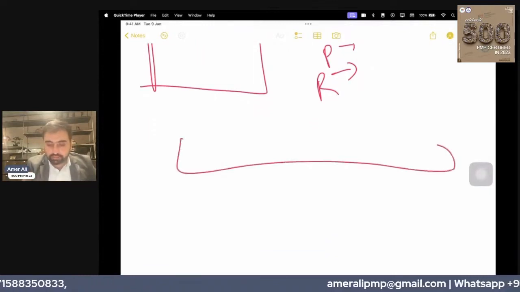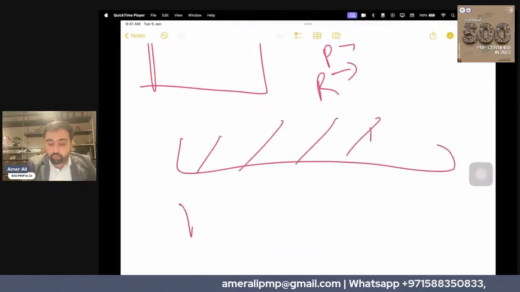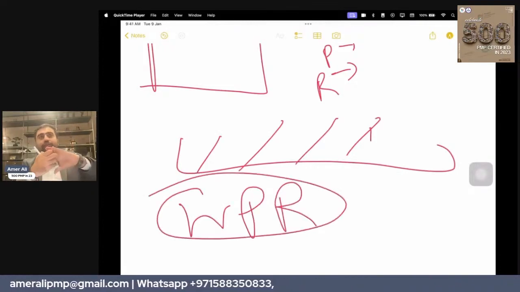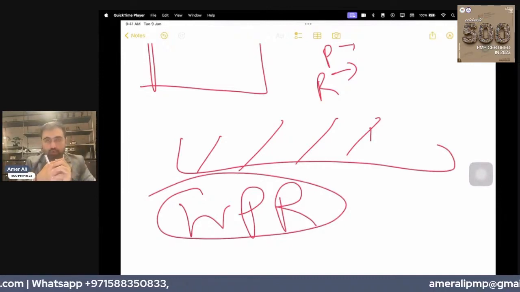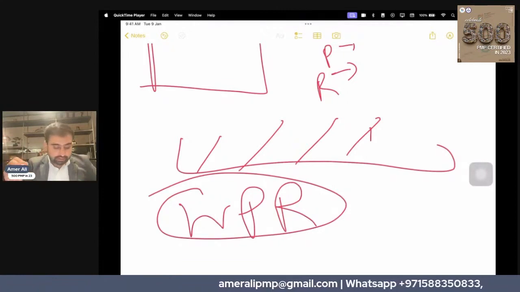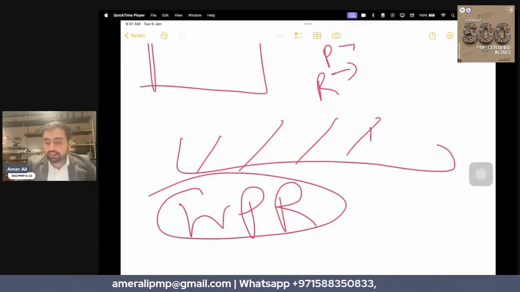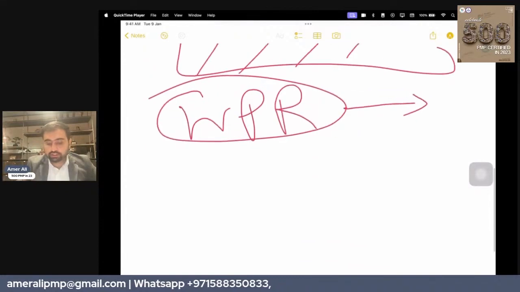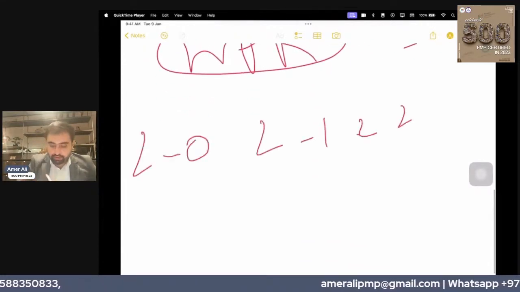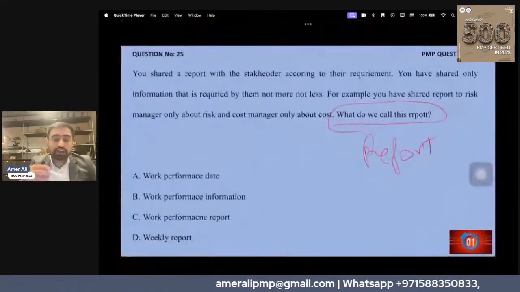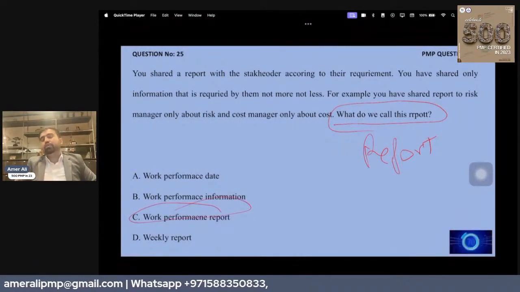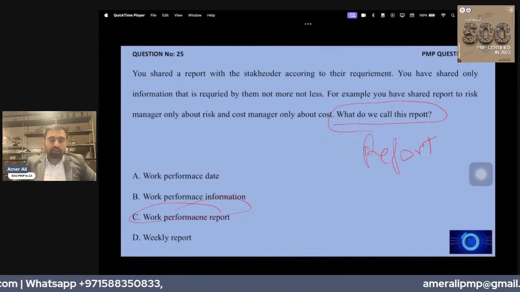It is coming from every department. He makes one comprehensive report, the work performance report, that will show the overall value. And then according to the communication plan, he will share that information with the person who needs it. So data is level 0, information level 1, and report level 2. Here we are sharing the information according to their requirement. So that is the work performance report.